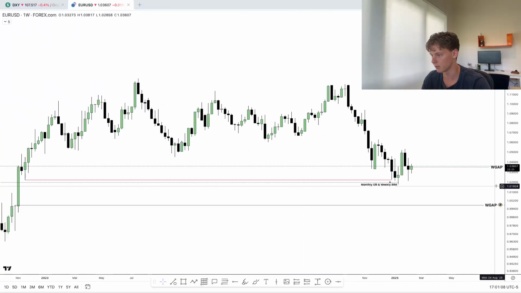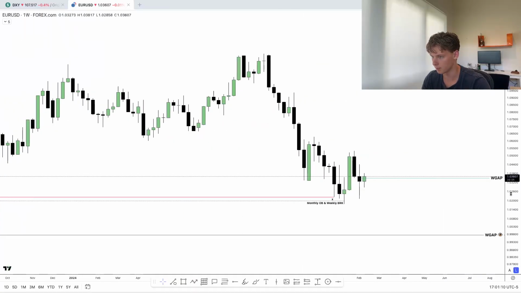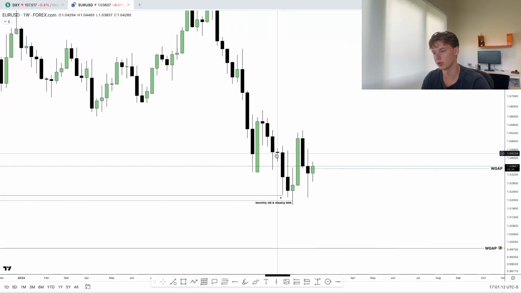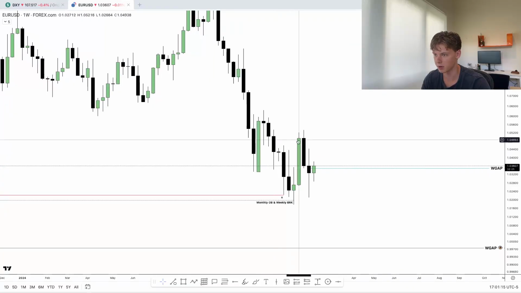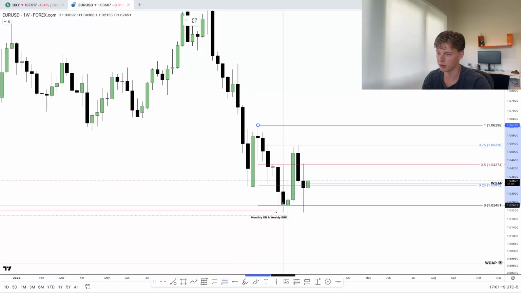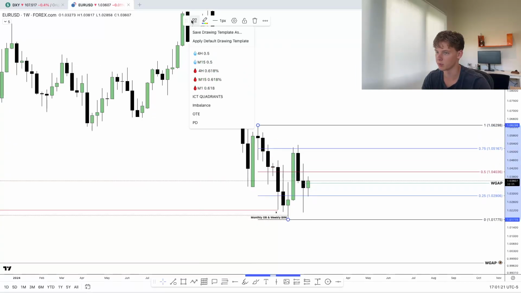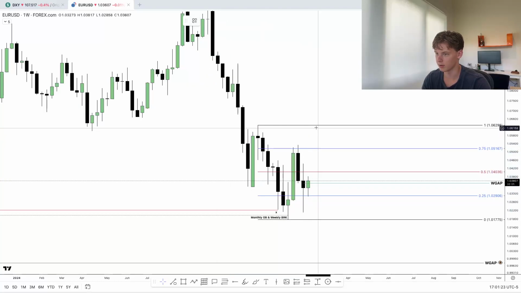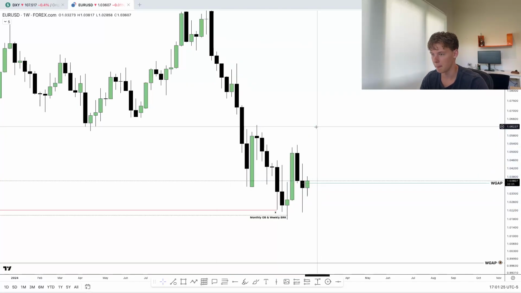But on the weekly time frame, we got this market structure shift right here. It's a minor one. I can see how some people would have just drawn their OTE on here and been like, oh yeah, it's ready for shorts. Anyways, you get what I mean.